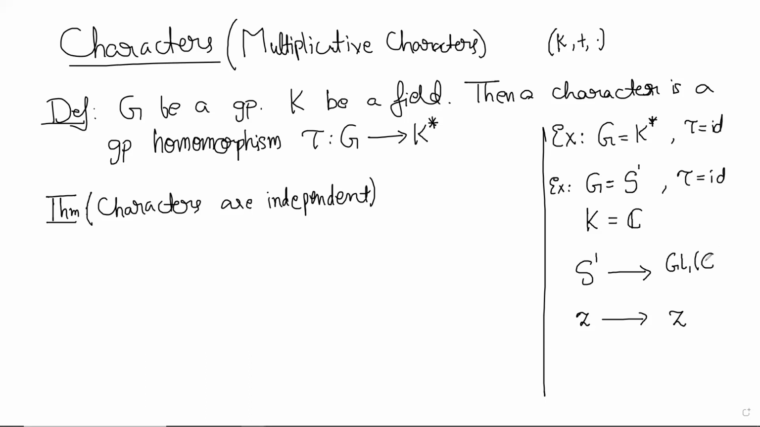But if you just view it like this, then you are sending it to the transformation which is multiplication by z, which is the transformation which sends omega to z omega, right? So I'm taking z and I'm sending it to an invertible linear transformation of C. In fact, it's a unitary transformation because it preserves the norm, because the norm of z is 1. So we are down to again the unitary group U1(C).